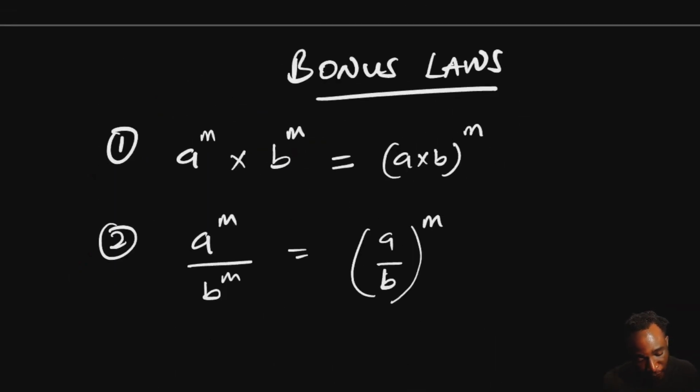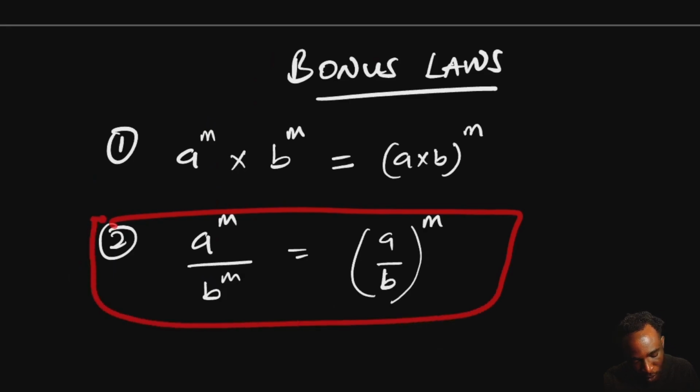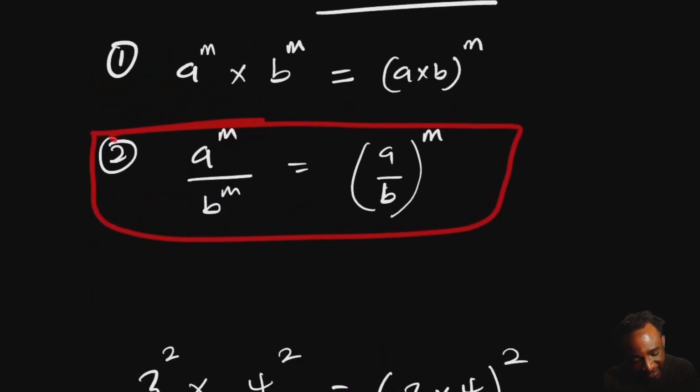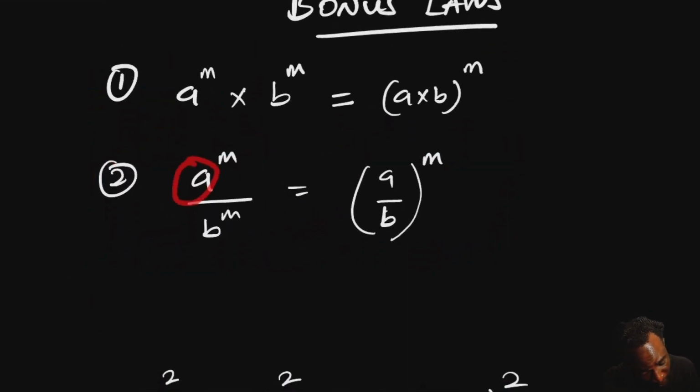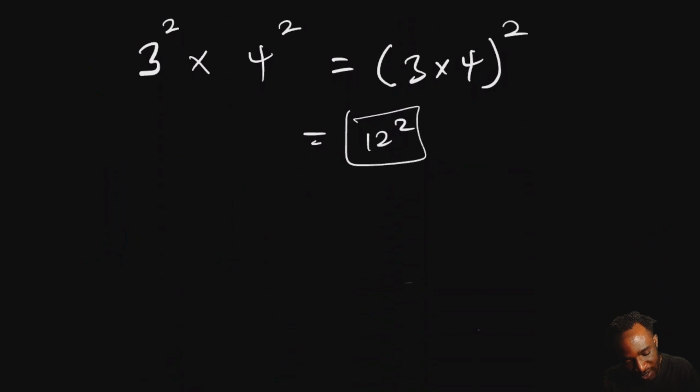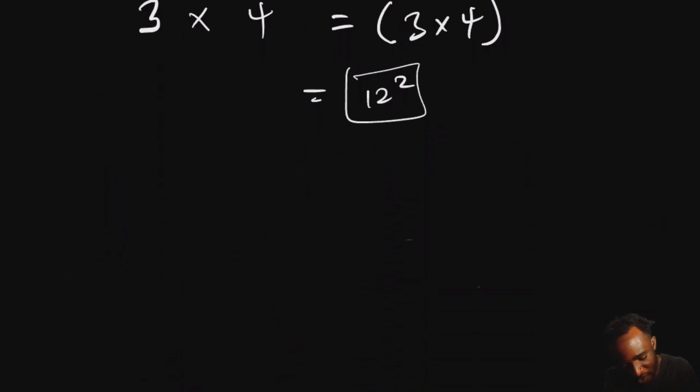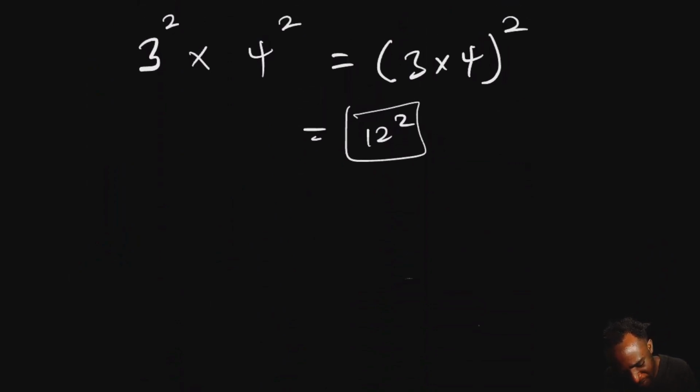And similarly, for the division aspect of it, if you are dividing instead, and we have different bases but similar indices, we divide the bases, and then we write just one index. So let's show this in numerical form. We take the same question, or maybe we just flip it a bit. Let's do maybe 6 raised to the power 2 over 4 raised to the power 2.